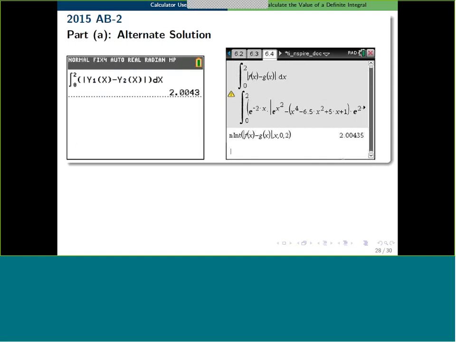So on the left-hand side, I did this with the TI-84, and I just wanted to show you that on the right-hand side, I initially did this as a definite integral with the Nspire, and it would not give me an answer.